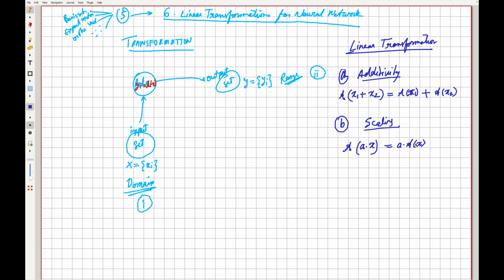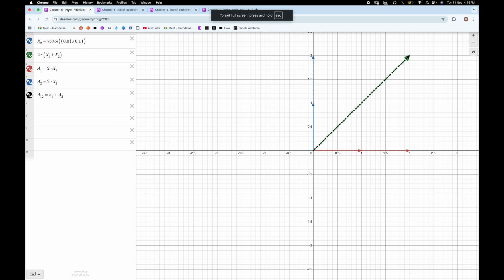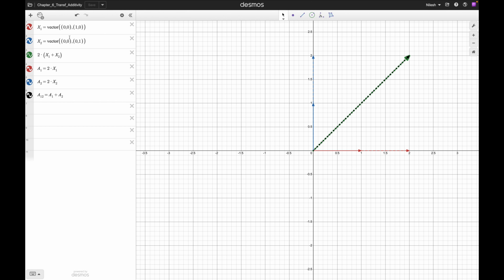To get a feel for how this looks visually, let's look at some of the plots in Desmos. I'll put a link to each of these in the description below. Let's say we have a vector, so I'm going to put this off.